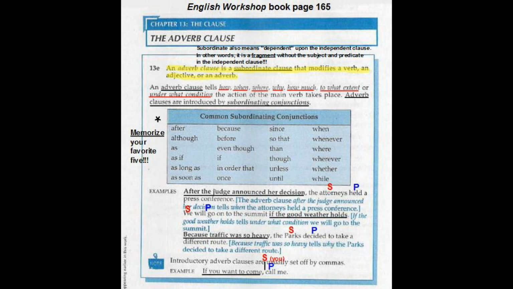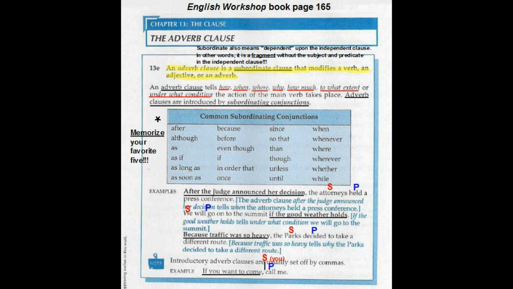It has a noun and a verb in it, but it's still a fragment. If you took off the subordinate conjunction after, let's look at it: the judge announced her decision. That's a complete sentence. It has a noun and a verb in there, but because you add the subordinate conjunction, it makes it a fragment, and it's a fabulous adverb clause. I mean, it's modifying when the press conference was held. And so let's look at the next one.